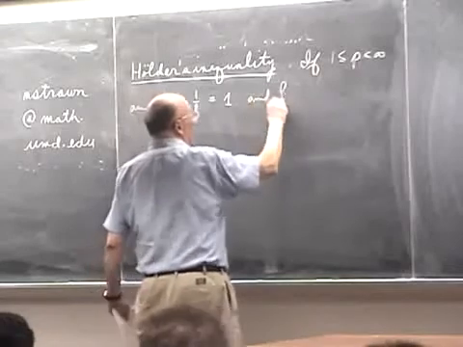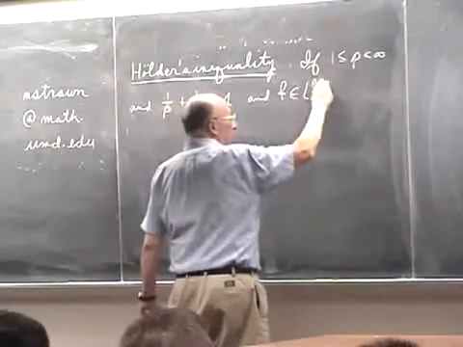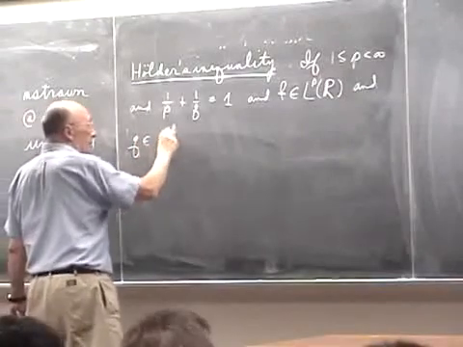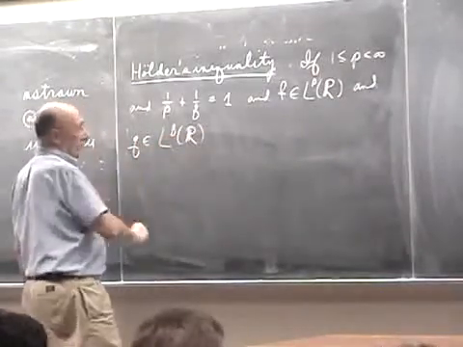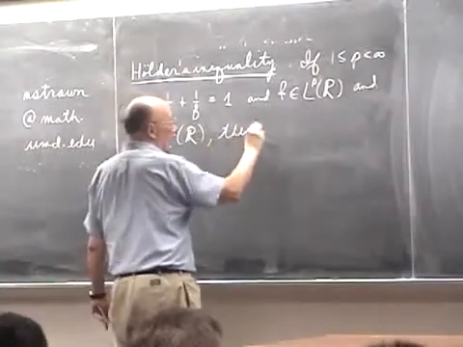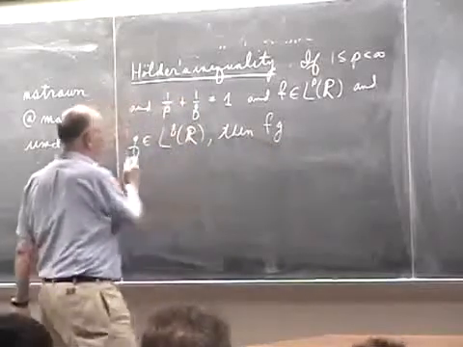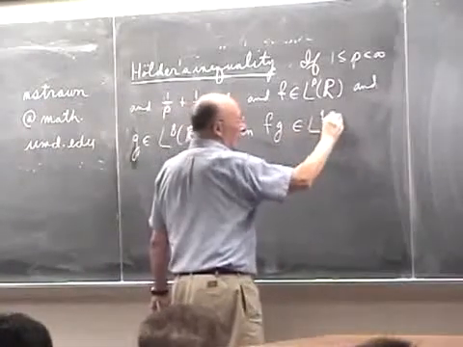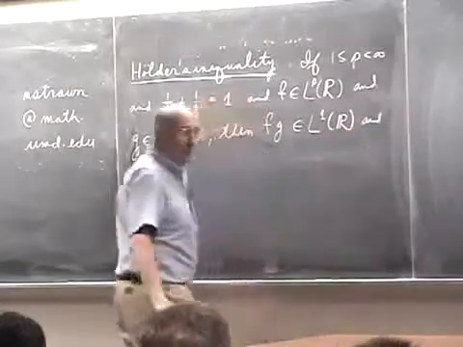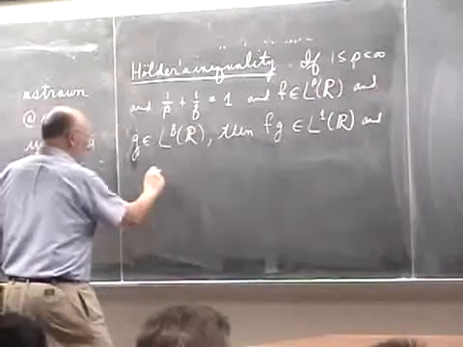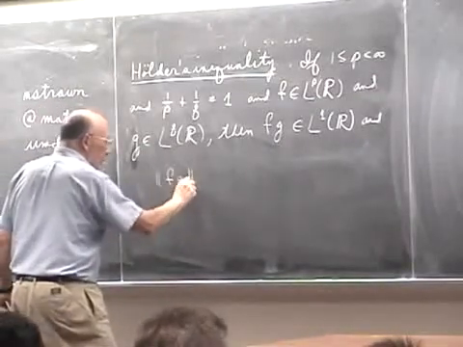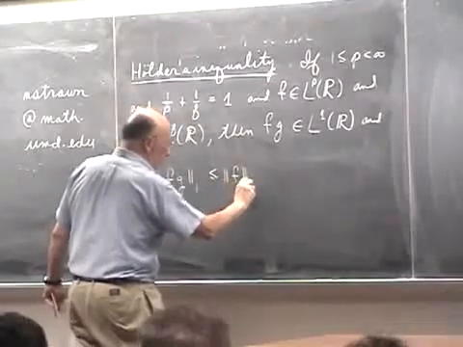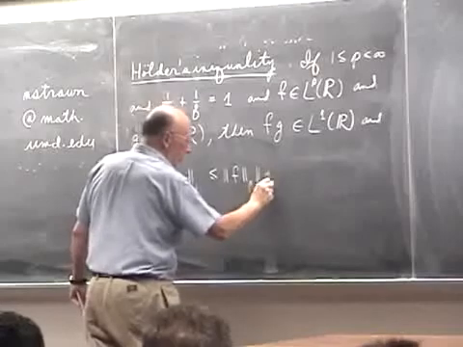And f belongs to L^p of R, which I'll define momentarily, and g belongs to L^q of R, then f times g, that's a g, not a q, then f times g belongs to L1 of R. And we have the following inequality, namely that the L1 norm of f times g is less than or equal to the product of the L^p norm of f times the L^q norm of g.